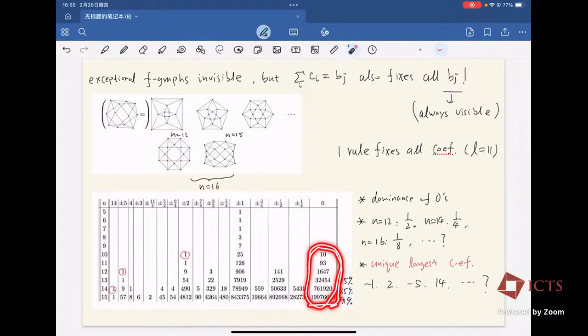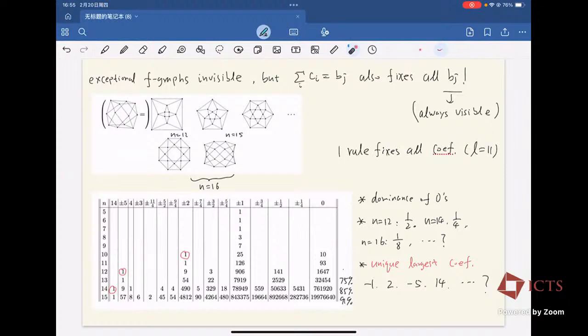So when you go to 11 points, 90% of the coefficients are 0. But starting at 12 points, you start to see some very interesting numbers. I mean, already at 10 points there's a 1, at 12 points there's a 2, a plus or minus 2, and then at 12 points there's a 5, and at 14 points there's a 14, and so on.